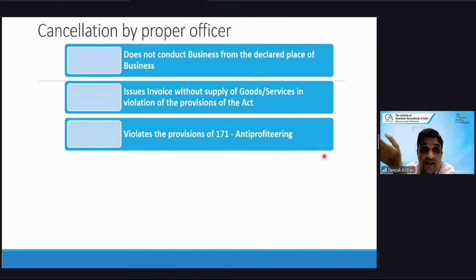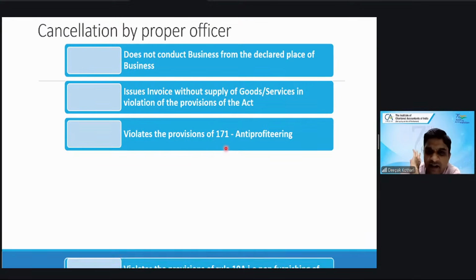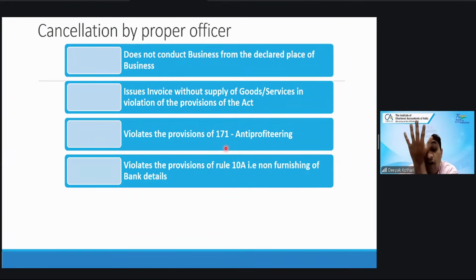When will the proper officer cancel? When you're not conducting business from that place, for example you've taken registration for your shop and you're not conducting any business there. The officer comes for verification and finds that you're not there. In that case, registration will get cancelled. When you issue an invoice without supply of goods, you are violating the provisions. You have to make the supply and pay GST, but you're just raising an invoice without supply. You're making fake invoices. Then your registration will get cancelled. Or if you're violating the provisions of anti-profiteering, or the provisions on permitting bank account details, then also the officer can cancel it.